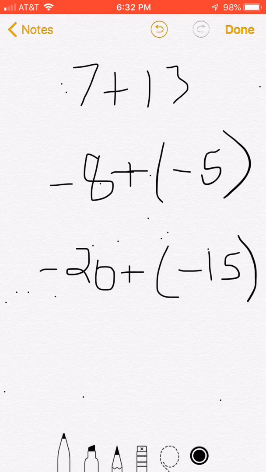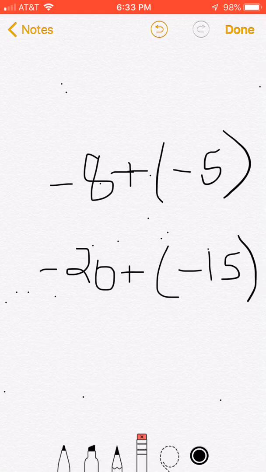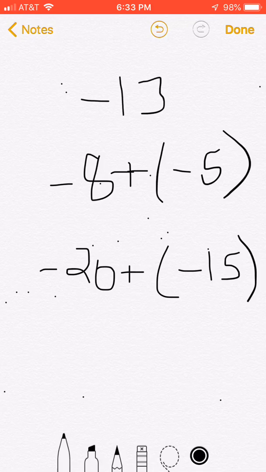And now, you should have solved the problems. 7 plus 13, simple addition, you should know that this is 20. If you don't, then you really need to go back. -8 plus -5: think of it like 8 plus 5. 8 plus 5 is 13, so -8 plus -5 is -13. Mind blown.